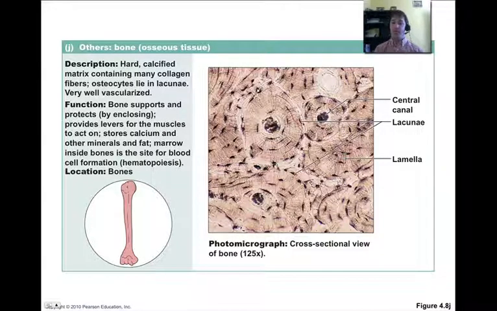So bone supports and protects. It provides levers for the muscles to act on, and it also acts as a store for calcium, phosphates, other minerals, and fat. And then inside our bones, in the marrow, that's where most of your blood cells are formed.